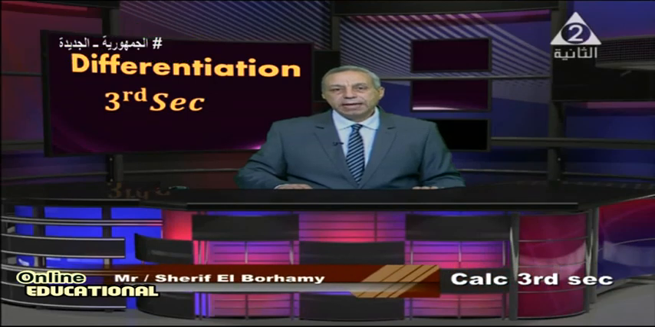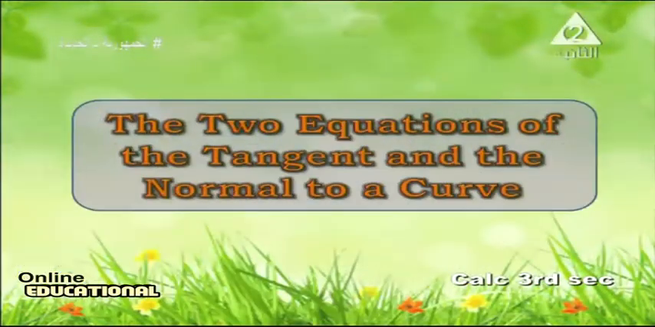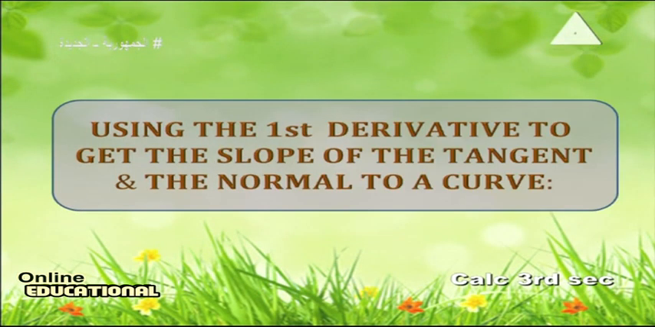Today we have calculus. Our lesson today is the equations of a tangent and the normal to a curve. If we have a curve of a function y equals f of x, we need to find the equation of the tangent and the normal by using the first derivative to get the slope of the tangent and the normal to a curve.